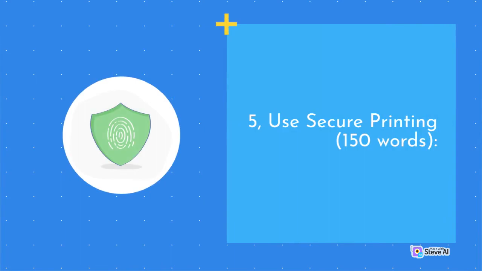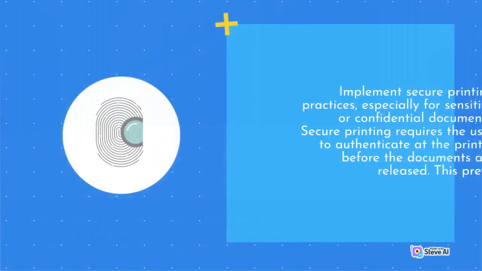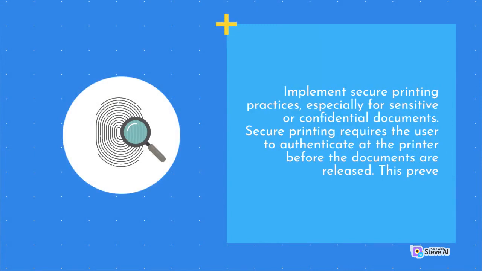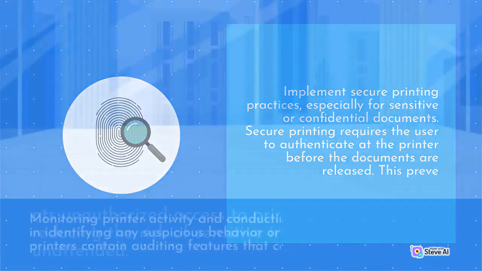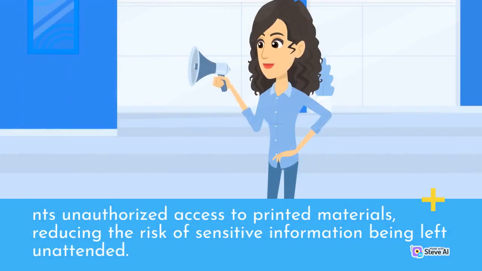5. Use secure printing: 150 words. Implement secure printing practices, especially for sensitive or confidential documents. Secure printing requires the user to authenticate at the printer before the documents are released. This prevents unauthorized access to printed materials, reducing the risk of sensitive information being left unattended.